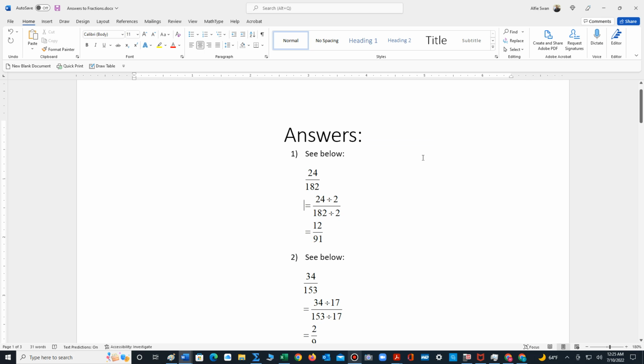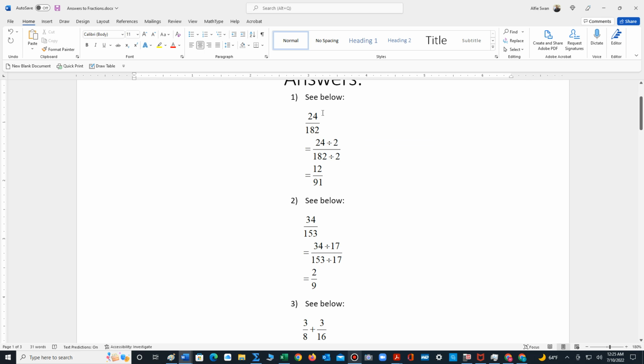In this video, I will review the answers to the problems on the fraction review page. We begin with number 1. We're asked to reduce the fraction 24 over 182. The only number that's common to both the numerator and denominator is 2. So we divide out 2 and we end up with 12 over 91.